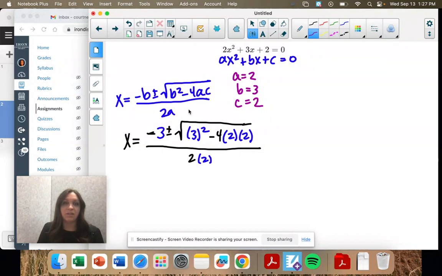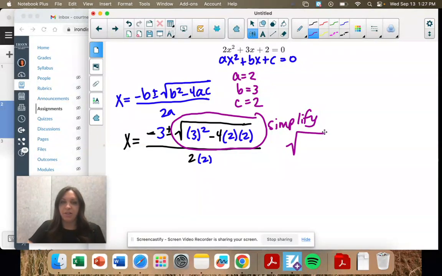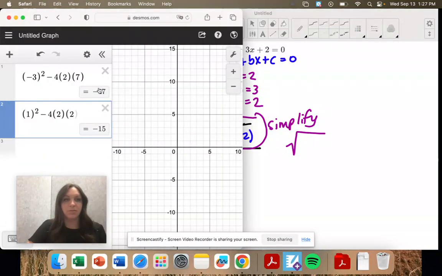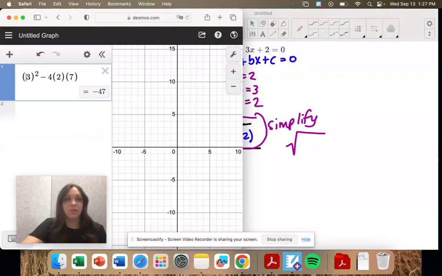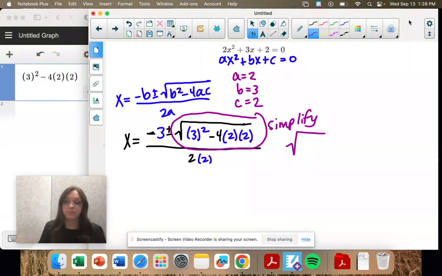So I replaced all of that, and now I need to simplify just the square root part. So I'm going to put in the calculator everything under the square root. So 3 squared minus 4AC. I think that was right, 4 times 2 times 2. And I got -7.